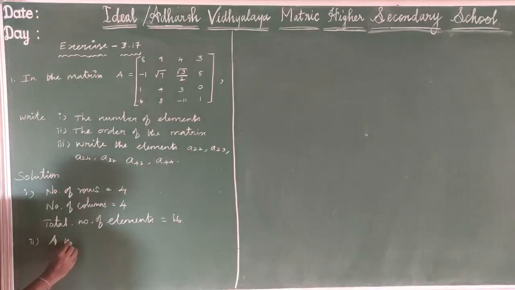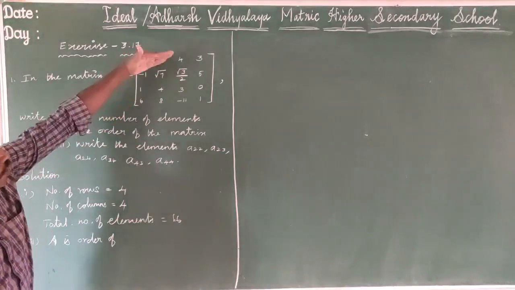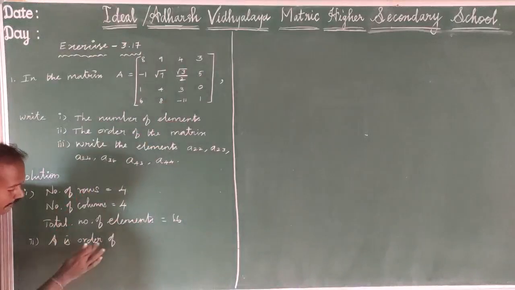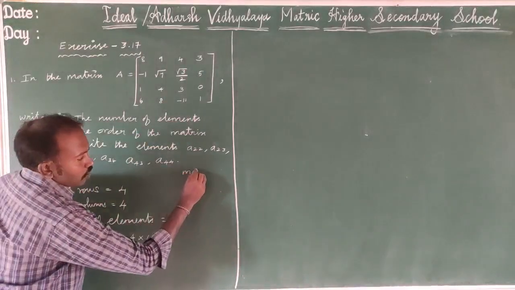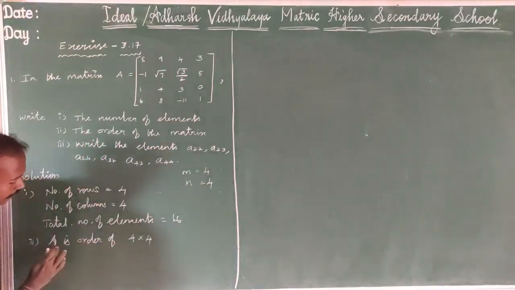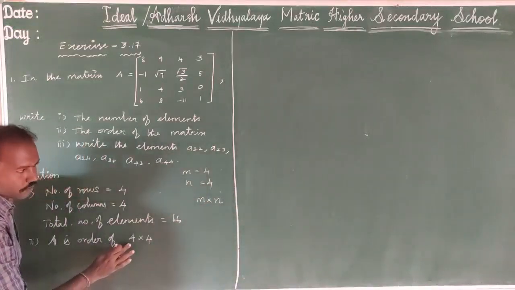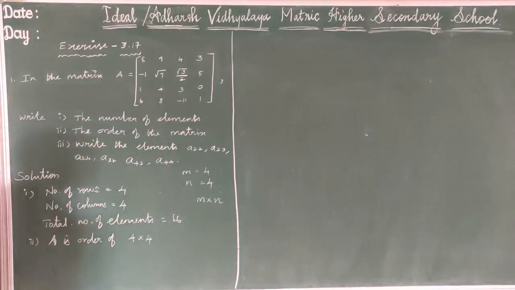A is order of 1, 2, 3, 4. So 4 rows, 4 columns. We know, so A is order of 4 by 4. Here M is equal to 4 and also N is equal to 4. Then A is order of M by N. Here M is 4, N also 4. That is 4 by 4.